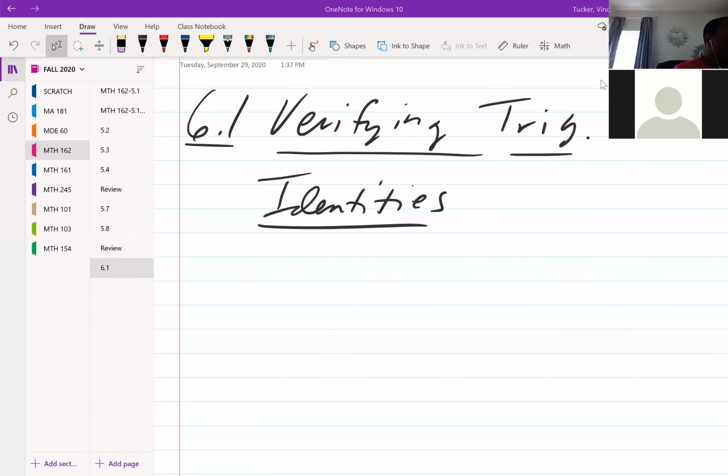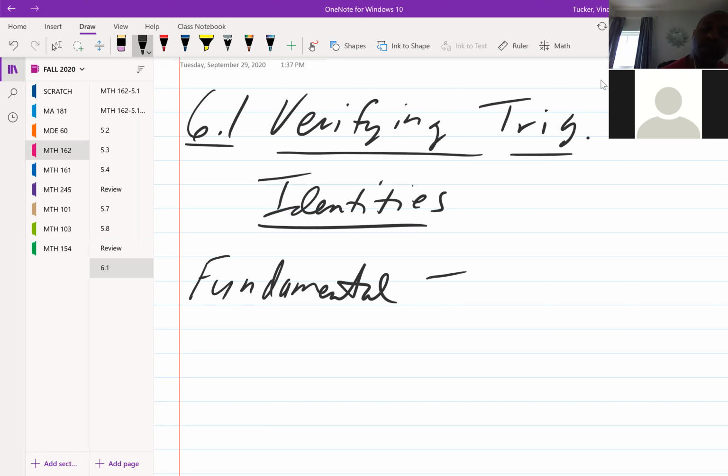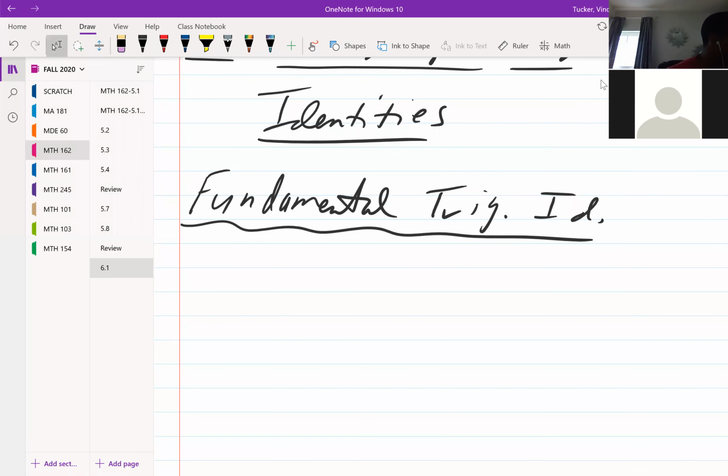All right, so 6.1, verifying the trig identities. I'm just going to go ahead and rewrite your fundamental trig identities. You should already have these somewhere, but you can have them all in one spot if you decide to write them right here. All right, so these are reciprocal. Let's go reciprocal.